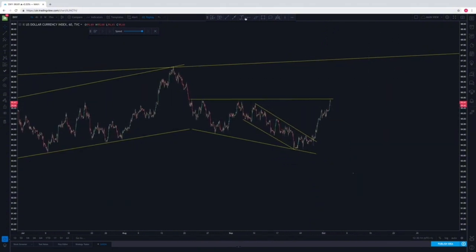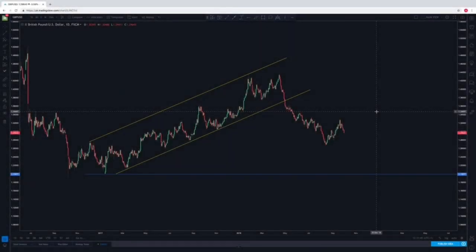And we then know with clarity that we have two options. We're either going to get a solid rejection from here for a move to the downside, or this will break, give us a continuation, move back up, and then drop. So having that clarity and pattern separation has been an absolute game changer for me. So that is on the DXY. Now let's take a look at another example on pound dollar.